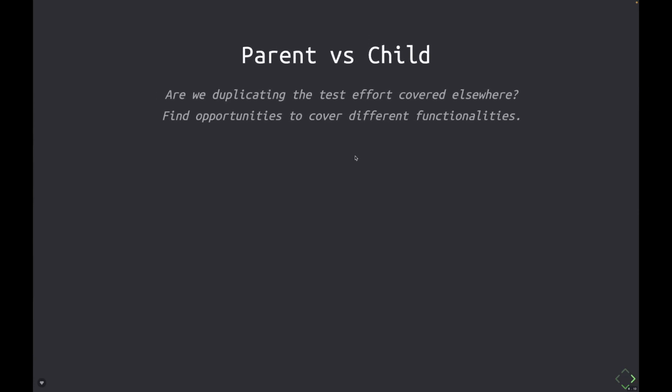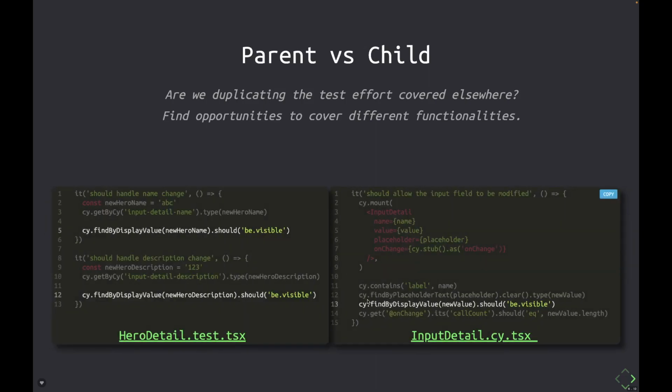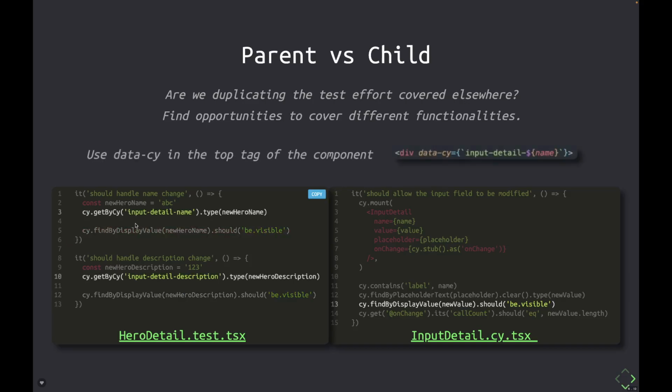Always check if you're duplicating the test effort covered elsewhere. So you want to find opportunities to cover different functionalities. On the right, we already have a check that we're typing something, and then that thing is visible. We're duplicating that test over here at the parent, and that's not good. But at the parent, you can do something else. We can check that the parent renders 2 variants of the child.